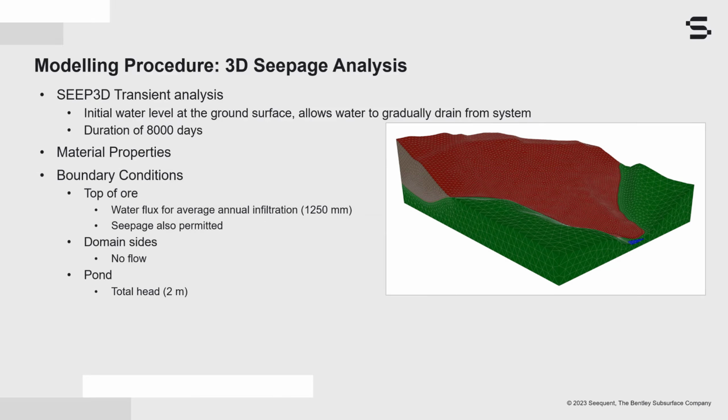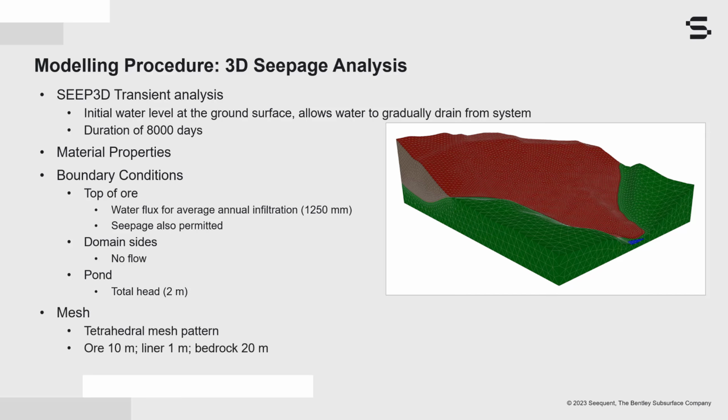A water flux boundary condition was applied to the top of the ore, illustrated by the dark red boundary in the image. The value associated with the water flux boundary represents an annual average infiltration of 1,250 millimeters. The potential seepage face option was selected so that seepage was allowed from the ore surface, thus allowing the ore to drain over time. No boundary conditions were applied to the domain sides, so these were ultimately no-flow boundaries. Finally, a total head of 2 meters was applied in the area of the downstream pond, representing the water surface elevation.